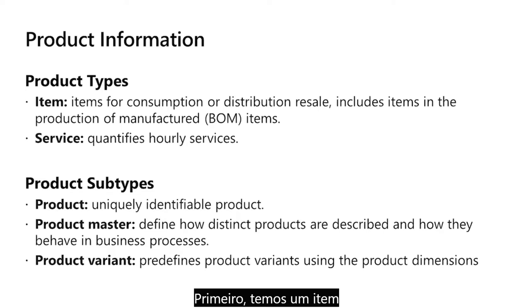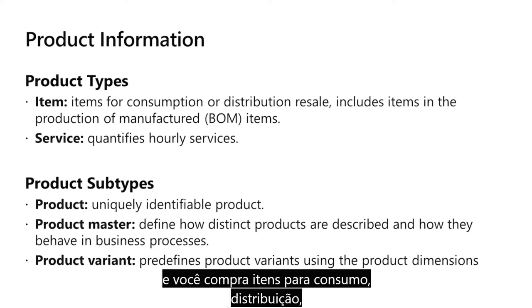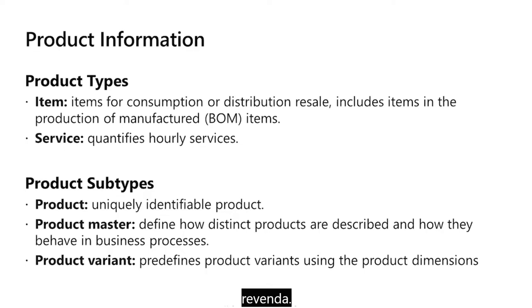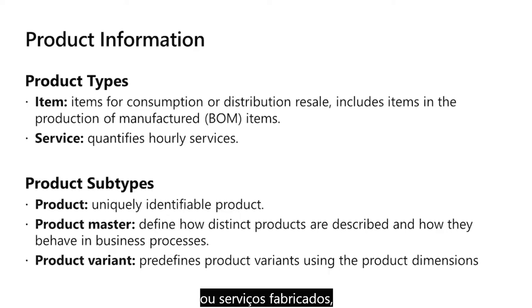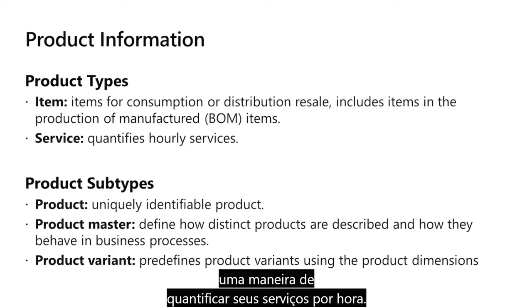So first, we have an item, and you buy items for consumption, distribution, and resale. Basically, you can include items in the production of manufactured items or services. So that's the second product type. A service is, for example, going to be a way for you to quantify your hourly services.